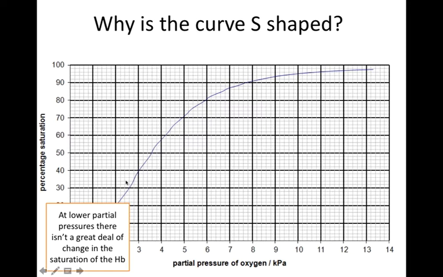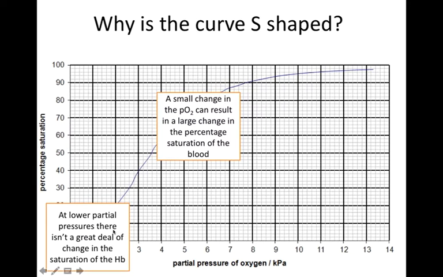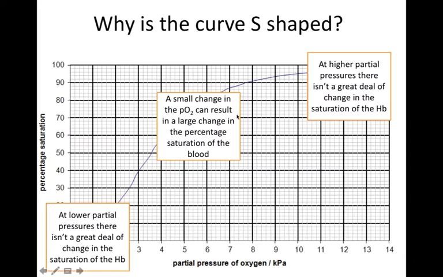So you can see here at lower partial pressures there isn't a great deal of change, but when you do start to increase the partial pressure of oxygen, you can start to see greater saturation. And at the top, the partial pressure doesn't change the saturation that much at this point. So you get this S-shaped curve rather than a straight line.